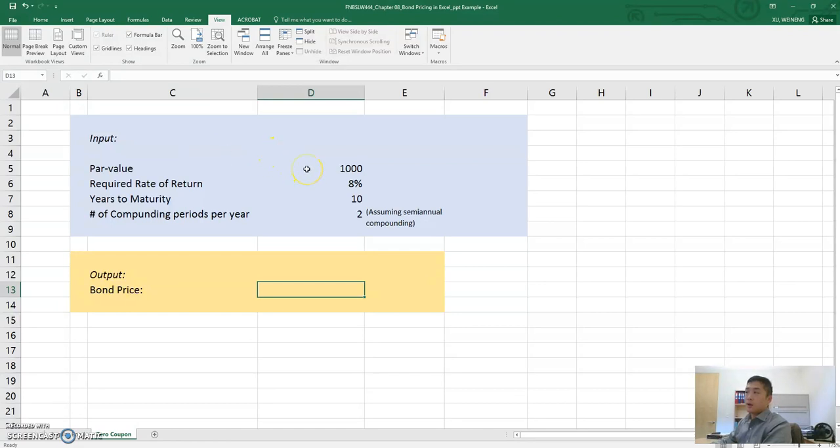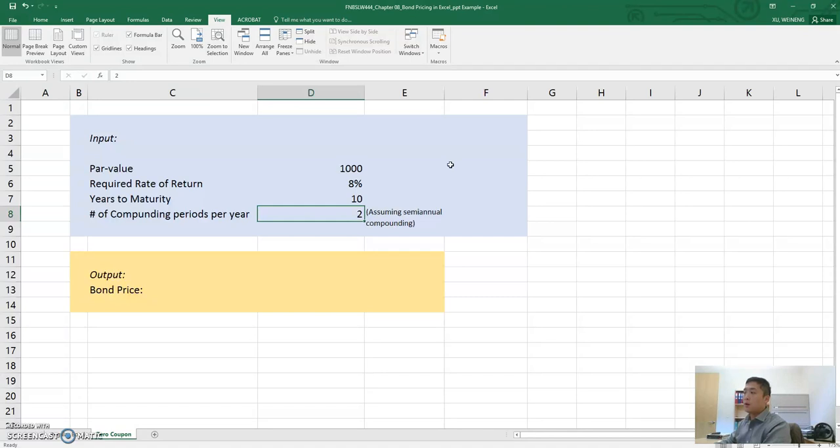So a couple pieces of information here. The first is the par value of the bond, which means how much money you will get paid at the end of the maturity date. And the required rate of return of the bond, which is largely determined by the risk level of the bond at the time of pricing. And years to maturity, which means how many years from today to the date that you are going to get paid. And this is the number of compounding periods.